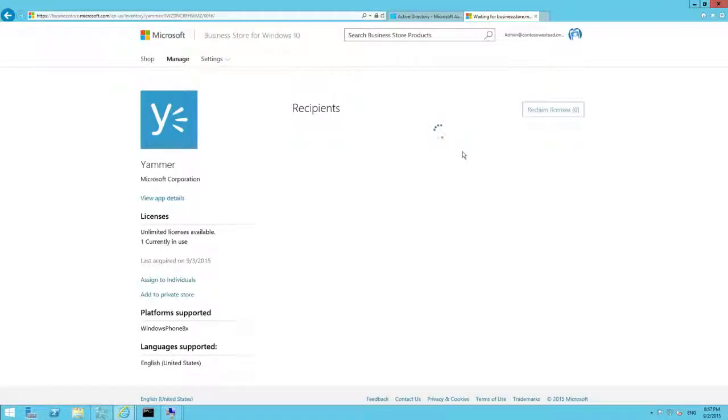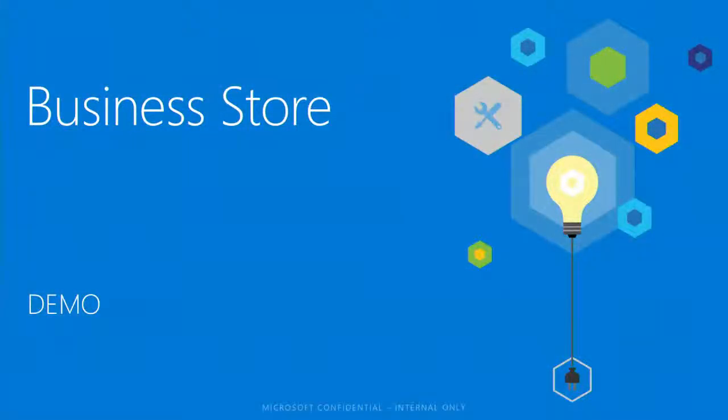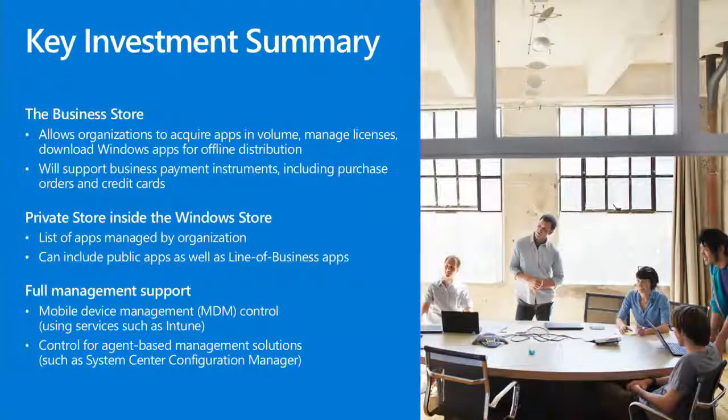So if you want to do direct assignments, that's easy enough. To make it available through the business store, we just need to click the link saying to add it to the private store. For the other scenarios where you're doing offline, you would be managing the licenses yourself. So all you would be doing is downloading those particular pieces. So that's what we're working on with the business store.